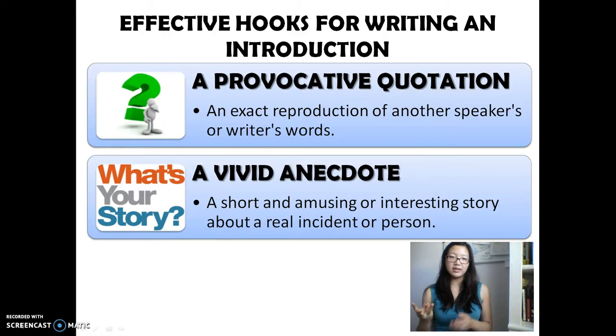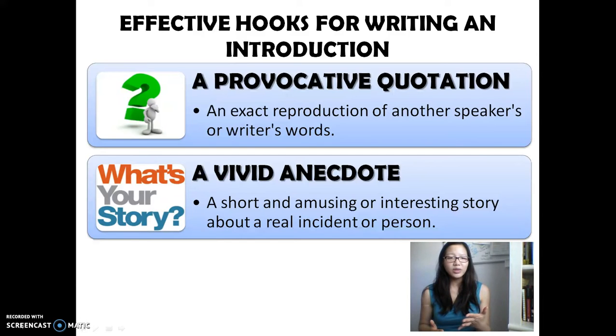So this is a third method that you can use for your hook. A quotation would be using the words of another person to start your essay. So maybe you have a really riveting quote, a really interesting fact that you found in a book or an article, and you want to use that at the start of your essay. And that is a great way to start off. So keep that in mind.